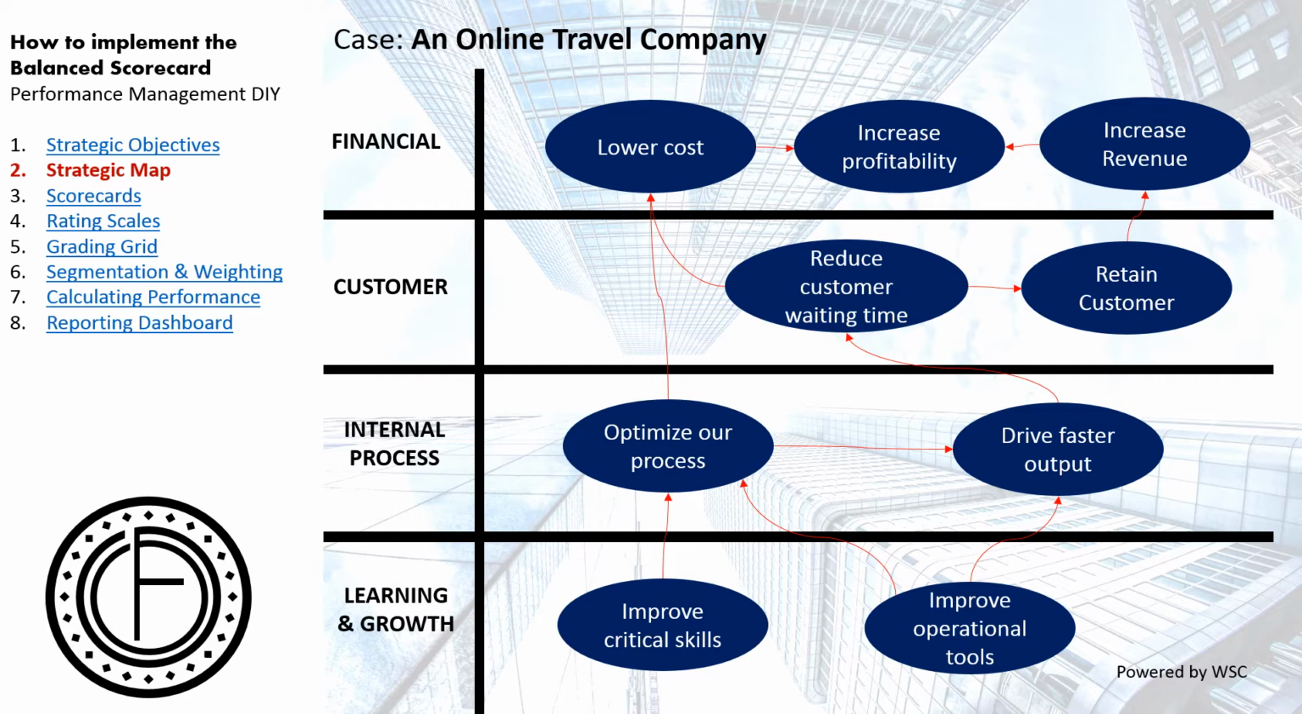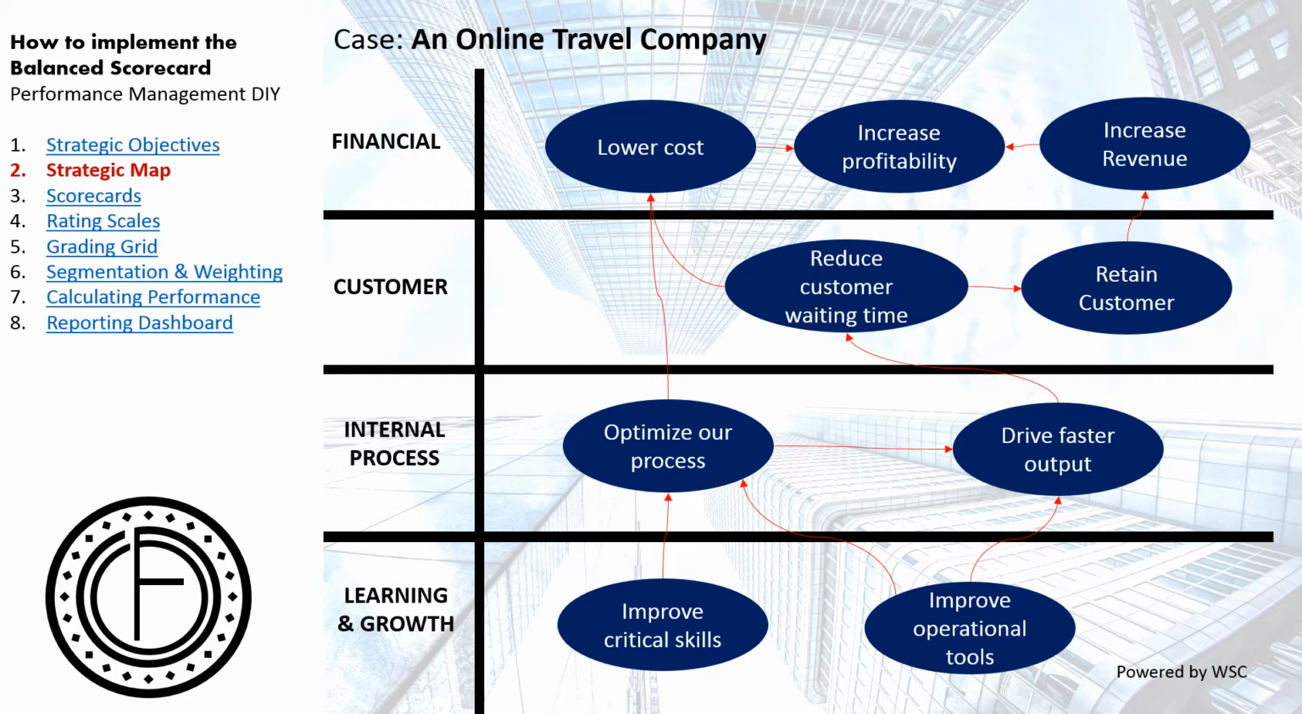Now, if you optimize your process as an organization, it will go a long way to help you lower your cost or be in charge of your cost. Then if you drive faster output, it will ensure that you will reduce your customer waiting time to 1 minute, as the company wants to achieve. Now, if you reduce your customer waiting time, you will be able to retain your customers, as we have it here. Then if you can retain your customer, then the possibility of you increasing your revenue is very, very high.